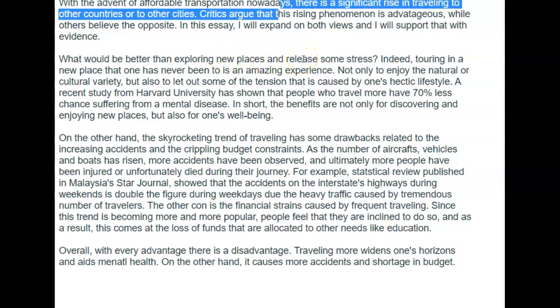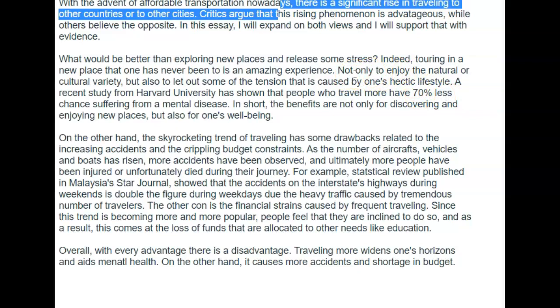Indeed, touring in a new place that one has never been to is an amazing experience, not only to enjoy the natural or cultural variety, but also to let out some of the tension that is caused by one's hectic lifestyle. All right, I like this, but it's not a full sentence. It's actually a fragment because it's missing something. I almost felt like you should have had a comma after experience and then continue with this, but this on its own is not a full sentence.